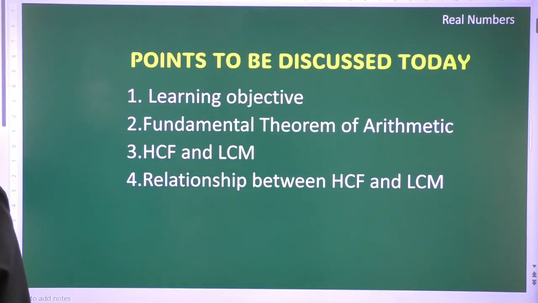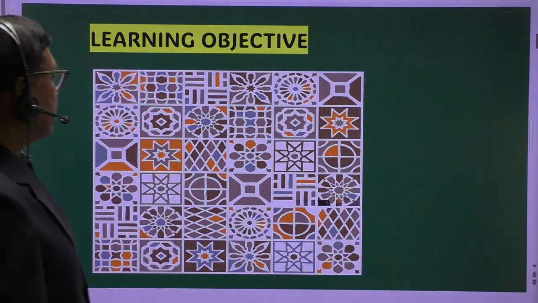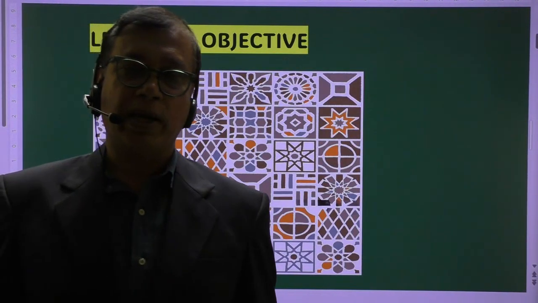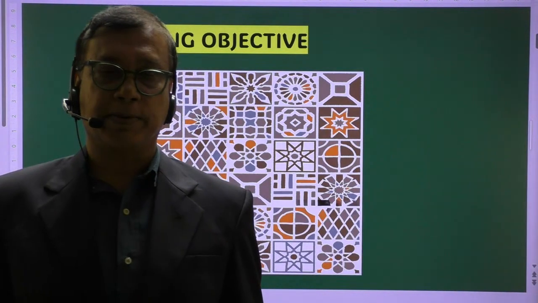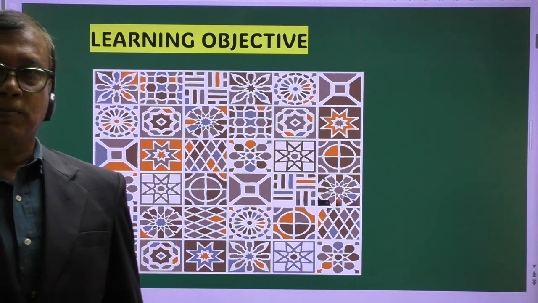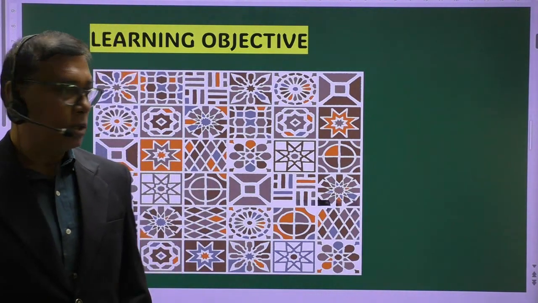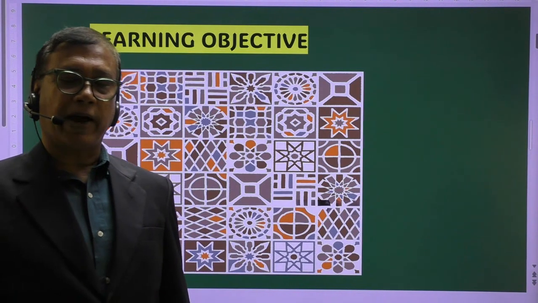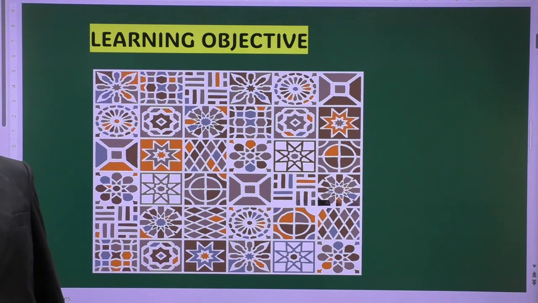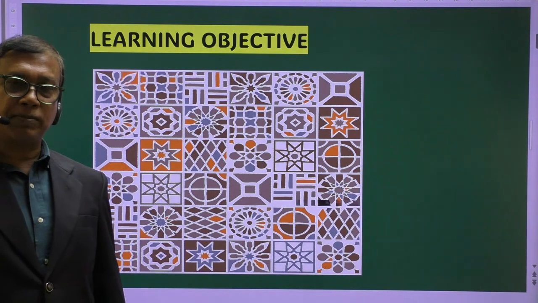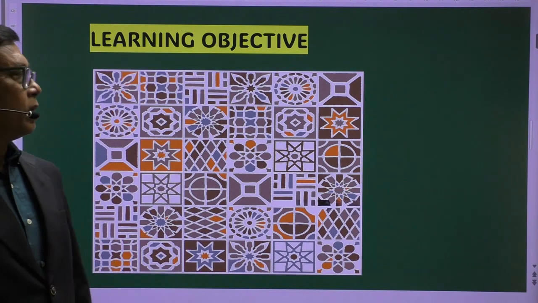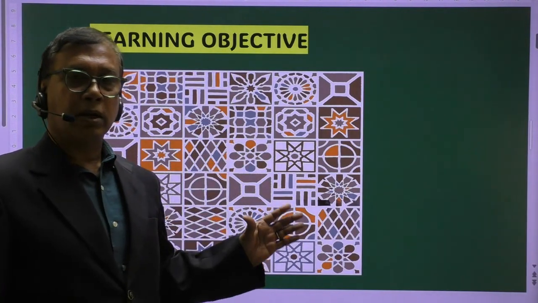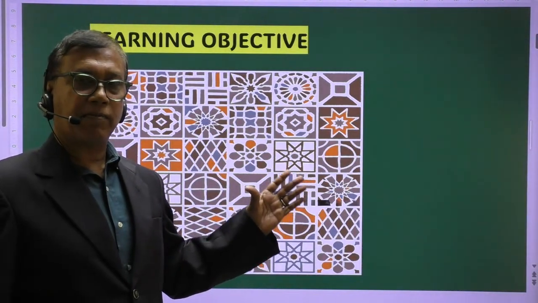Now, learning objective. That means why we will learn this topic. Students, mainly we will discuss in this chapter finding of HCF and LCM, and the fundamental theorem of arithmetic. So first, why we will learn HCF finding. Clear?